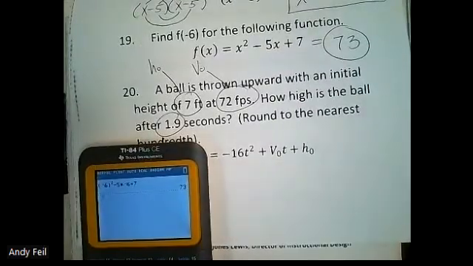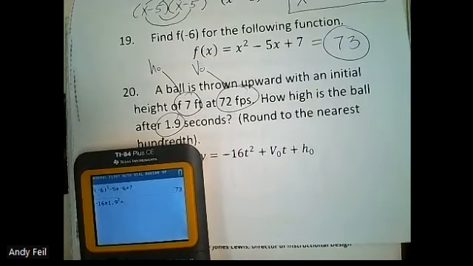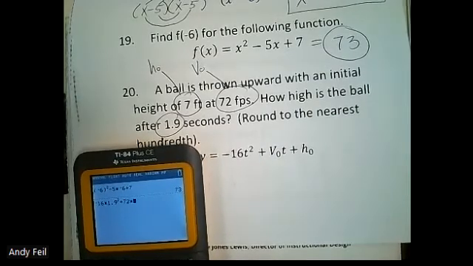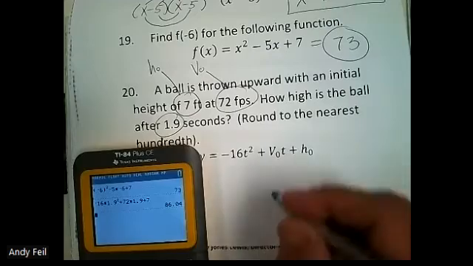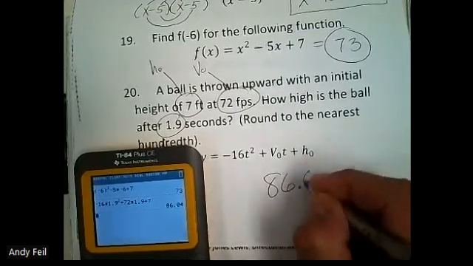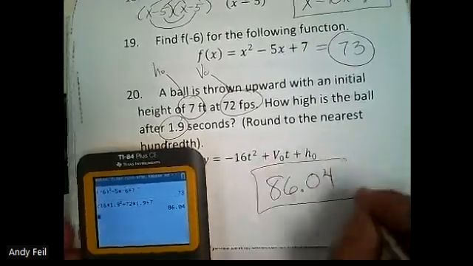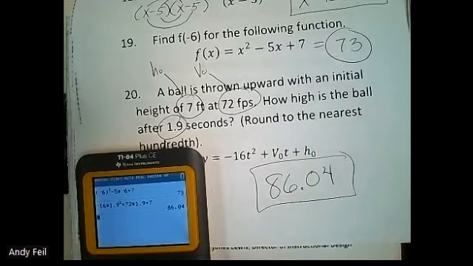So I'm just going to type in negative 16 times 1.9 squared plus 72 times 1.9 plus 7. And round it off to the hundredth. What's the good news on this one? It's already rounded to the nearest hundredth. The nearest hundredth is 2 decimal places, and there it is. It's already rounded to the hundredth. So that actually made that one pretty easy.